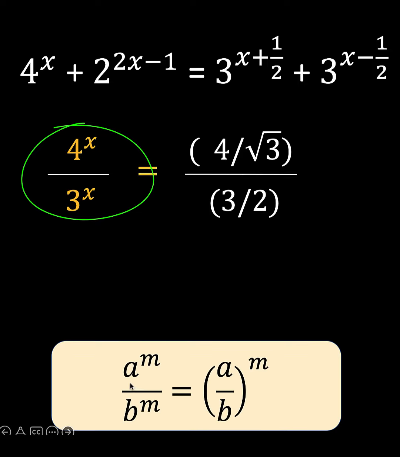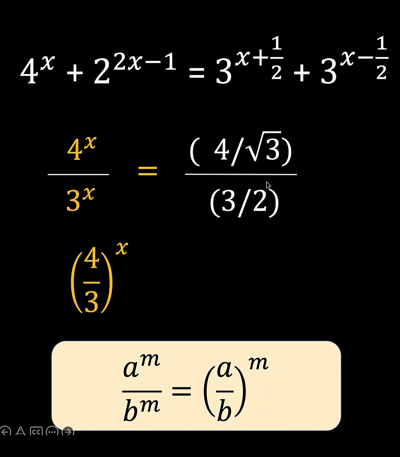When we are given a raised to m over b raised to m, notice that the bases are different but the exponents are the same. That is equal to the fraction a over b all raised to the common exponent. So here, the base 4 and the base 3 are different, but the exponents x are the same. So applying now this property, that is equal to the fraction 4 over 3 all raised to x.